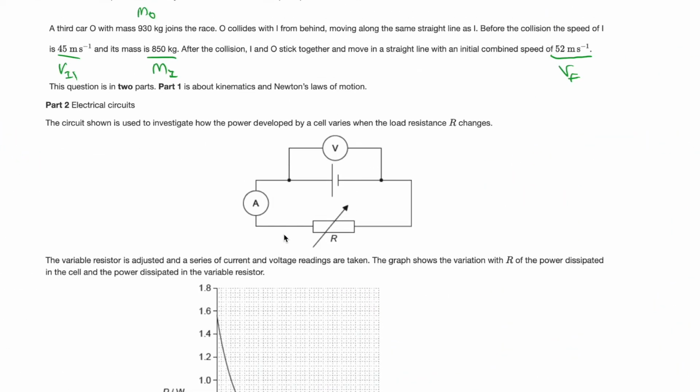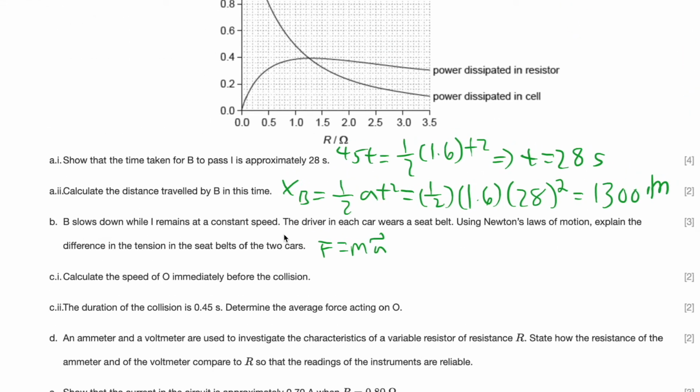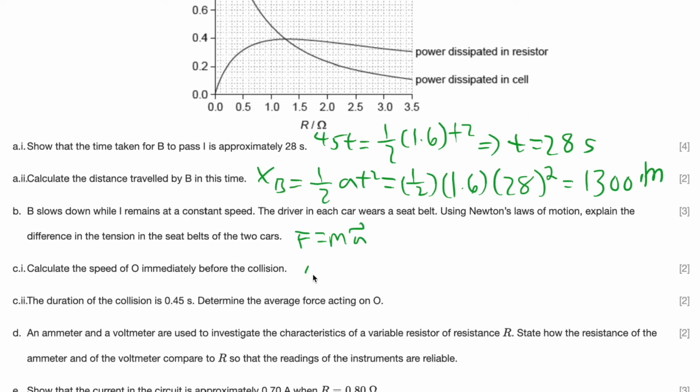So when you are doing the problem, make sure you label everything, right? So you know how to do the problem. So the speed is 58 meters per second. The duration of collision is 0.45 seconds. Determine the average force on O.